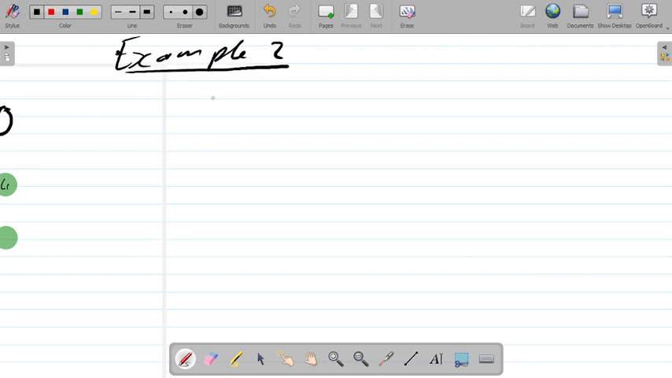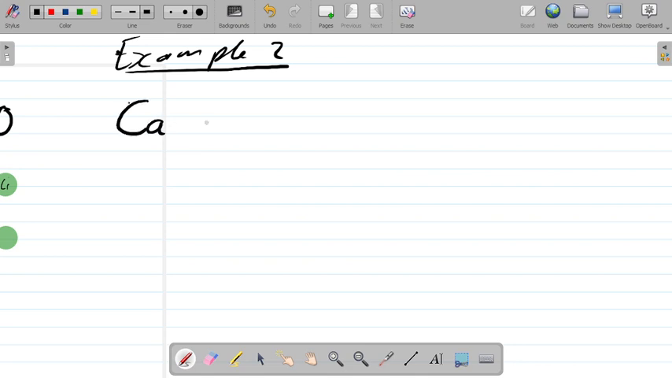Right? But I think by the end of the third example, you should get this. So let's look at example number 2. Let's take, for example, still an easy one. Let's say, which metal should we use?